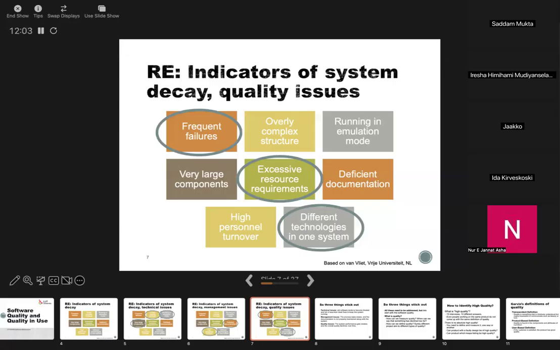So overlay complex structure is a very important indication that our system is getting decayed. I think you understand the decay. You know the meaning of decay? Yeah, so degraded is getting below quality. So this is a very important reason: a complex structure.